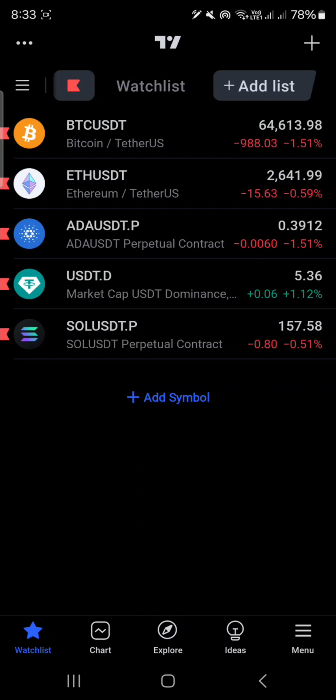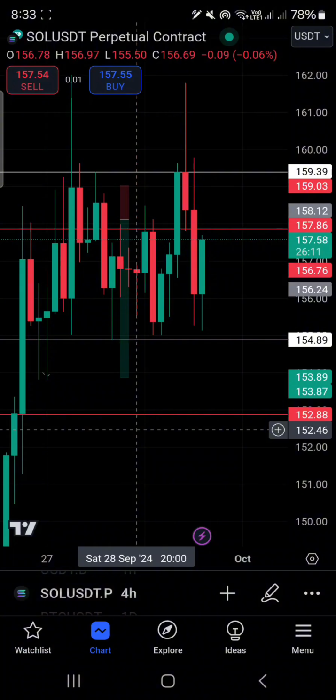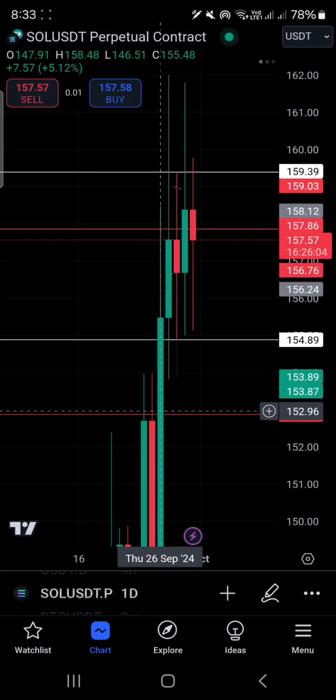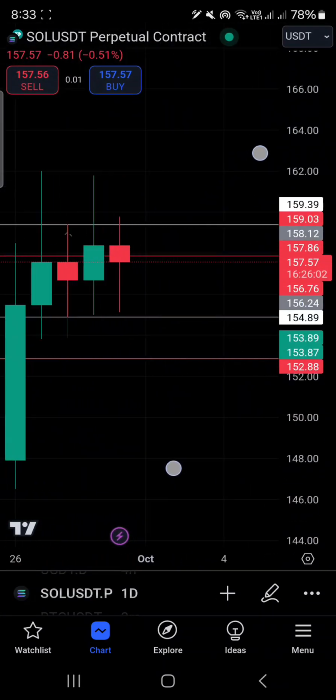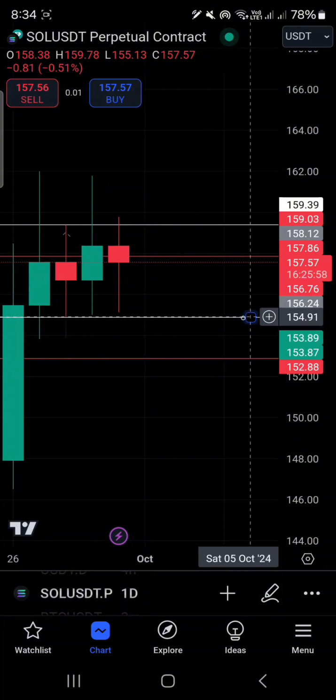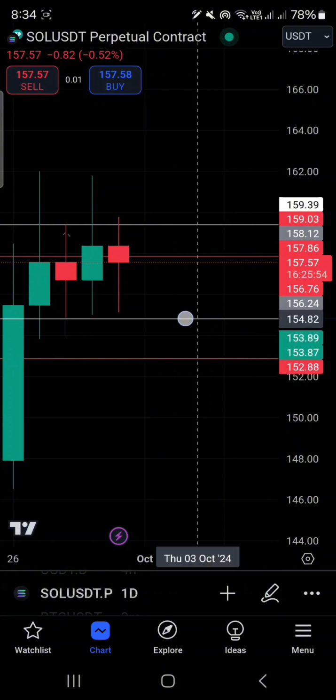So here we're coming all the way to our TradingView. Now let's click on Solana as we usually do. Don't forget on Solana, we're going to draw out the previous day high and previous day low. I'm going to be using the white horizontal line to indicate the previous day high and the low.